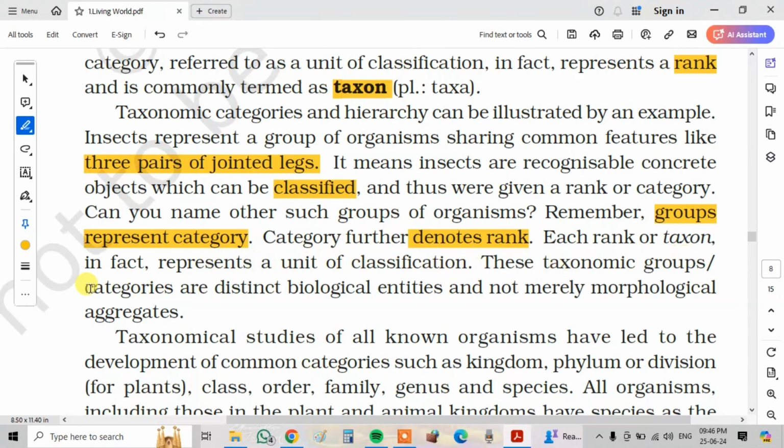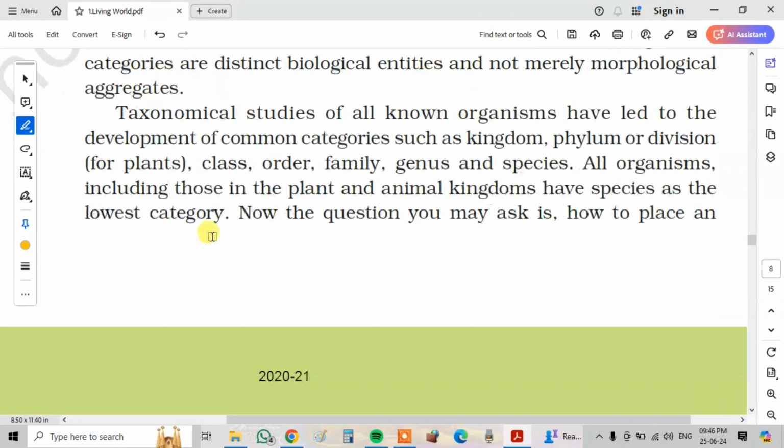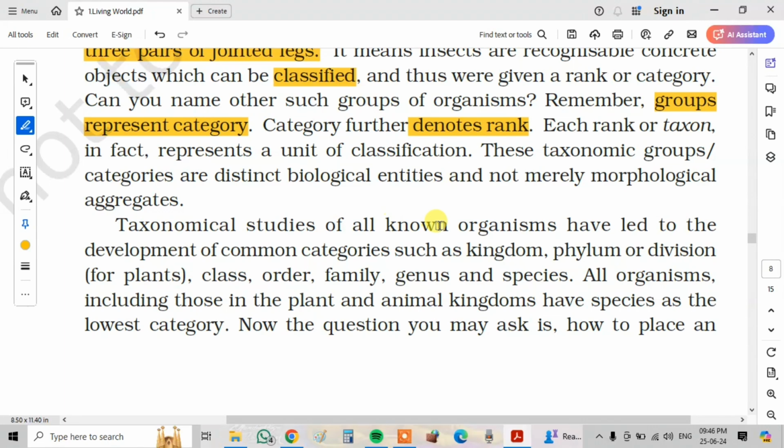These taxonomic groups and categories are distinct biological entities, not merely morphological aggregates. Taxonomic studies of all known organisms have led to the development of common categories such as kingdom, phylum or division for plants, class, order, family, genus and species. All organisms, including those in the plant and animal kingdoms, have species as the lowest category.